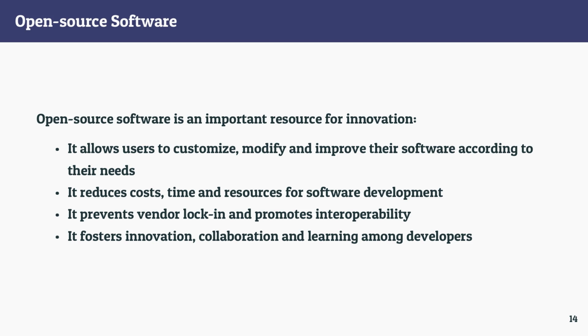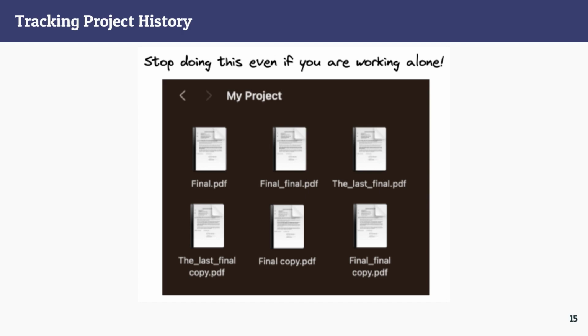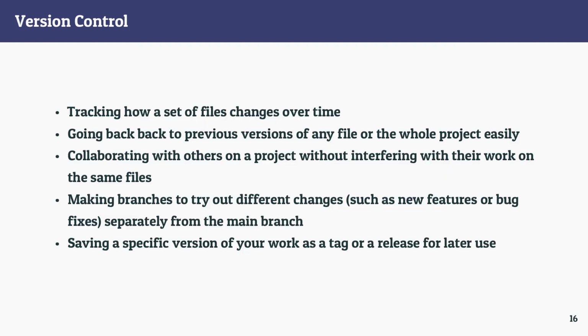Even if you are working alone on a project, stop renaming files and folders as an alternative to version control. This approach causes confusion as it lacks a single source of truth. A version control system, VCS, lets you track how a set of files changes over time. You can use a VCS to go back to previous versions of any file or the whole project easily. A VCS helps you collaborate with others on a project without interfering with their work on the same files.